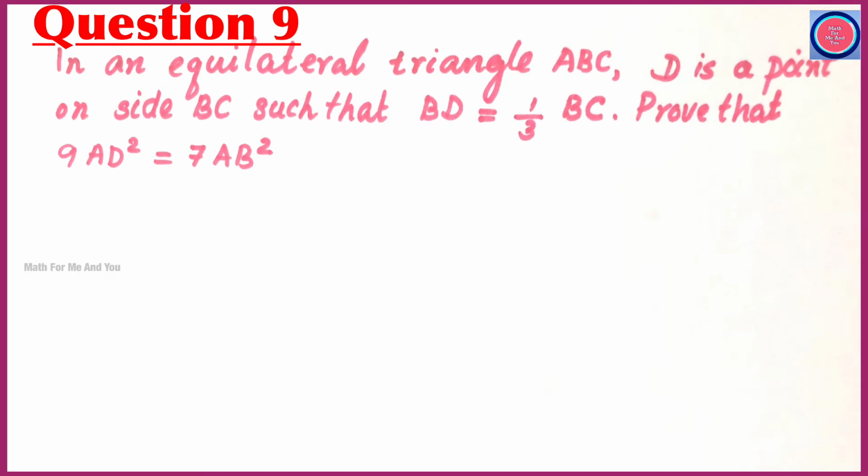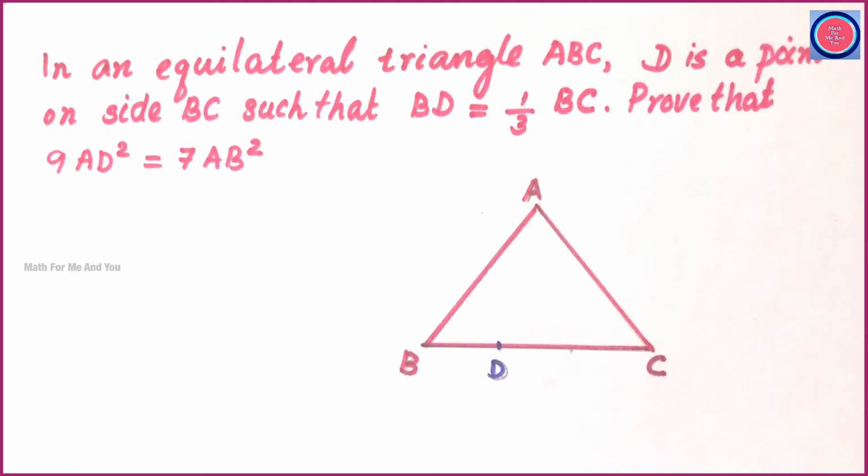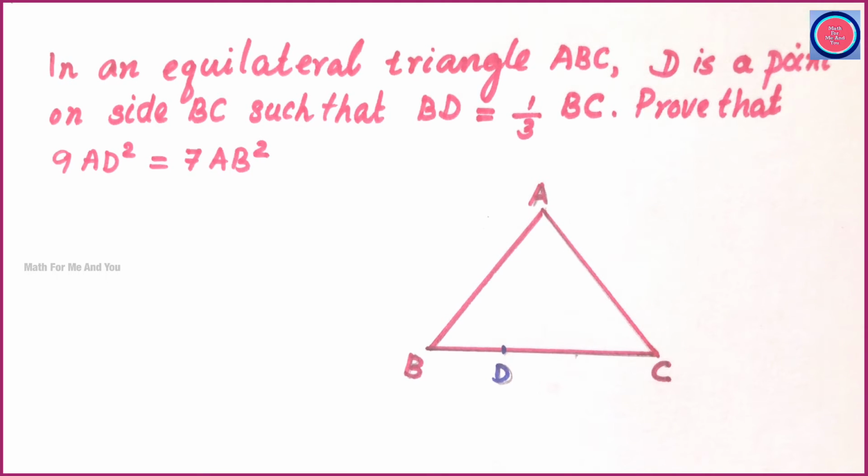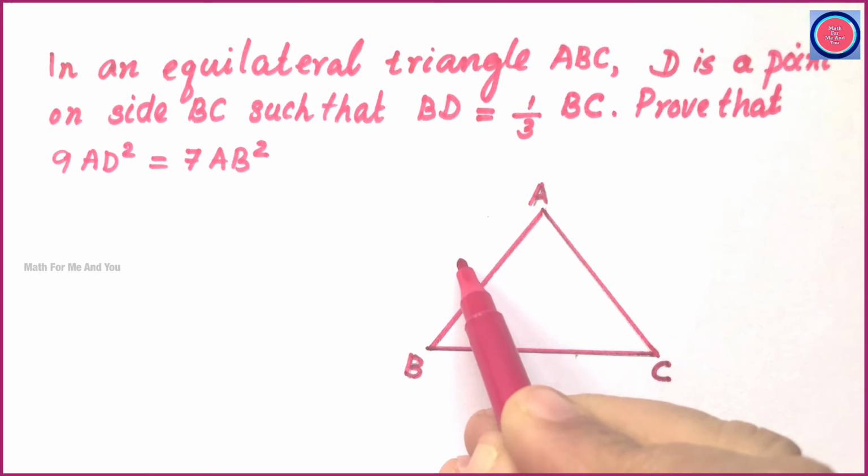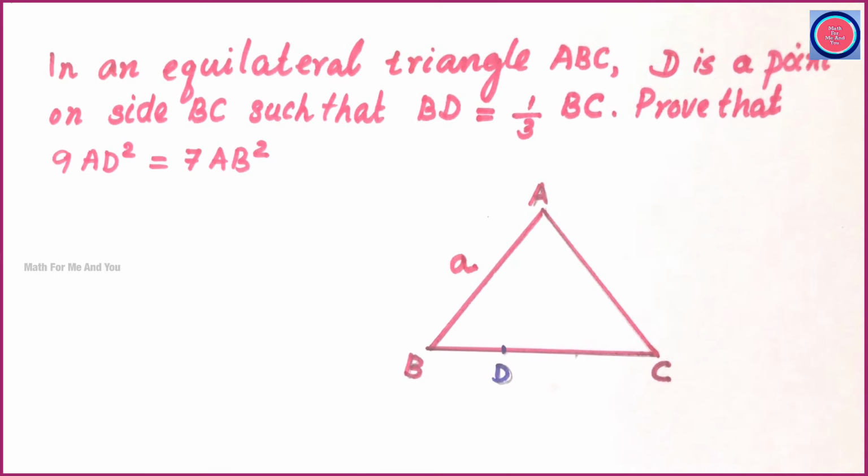Okay, next one. In an equilateral triangle ABC, D is a point on the side BC such that BD equals 1 over 3 BC. Prove that 9AD square equals 7AB square. We could draw an equilateral triangle. Consider an equilateral triangle ABC. Let the side with length A unit. That means all the three sides with length A unit. We could assume that. Let AB equals BC equals AC equals A unit.